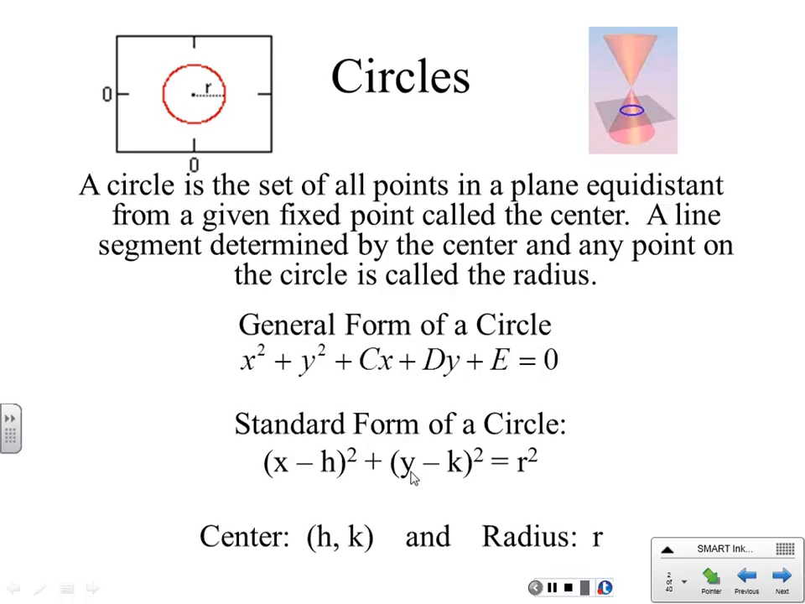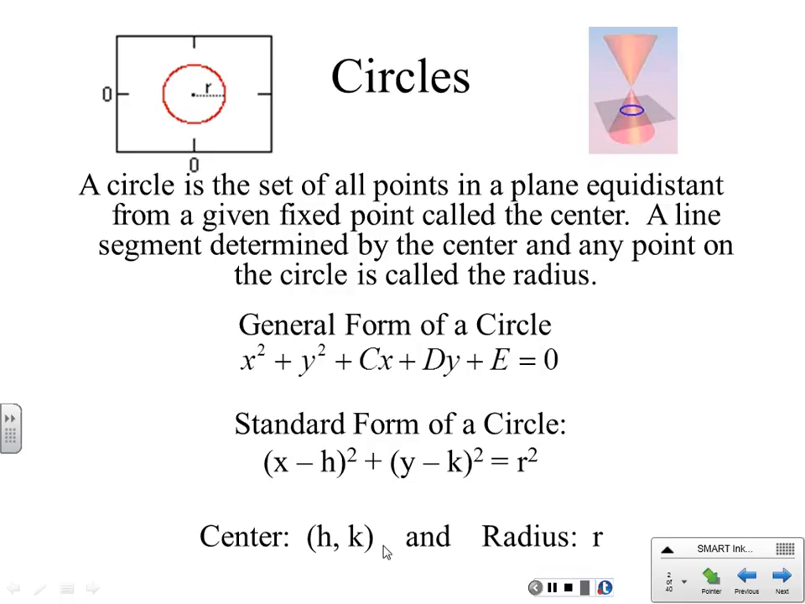So, if I gave you, and we're going to do this in a minute, an equation of a circle in standard form, and this said x minus 3, what would h actually be? 3. And it said y plus 2.